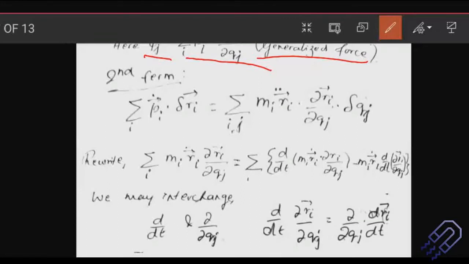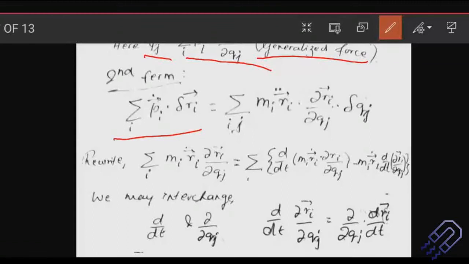So if we just go back and check the second term, we actually know that the equation from where we are trying to derive D'Alembert's relation is summation (Fi minus Pi) dot δri is equal to 0. So the second term is this Pi dot δri. Okay. So if we use it here, can we do the derivation now?